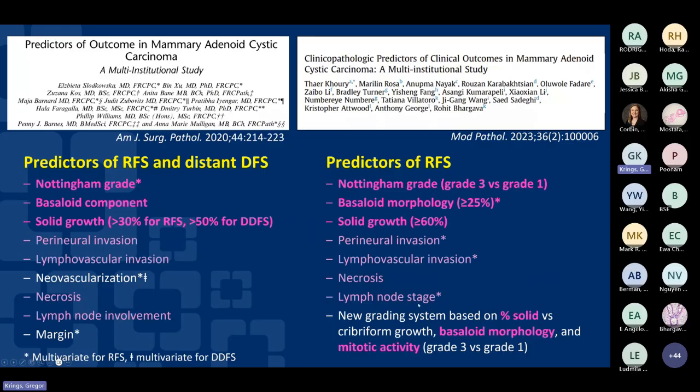versus grade 1 tumors. The second study also evaluated a new grading system in addition to the Nottingham grade, which included the percent of solid growth, whether or not there was basaloid morphology, as well as mitotic activity, and this was found to be predictive. And so again, this highlights how important solid basaloid components in these tumors are, as well as the features that go along with that solid basaloid phenotype in terms of predicting outcome.